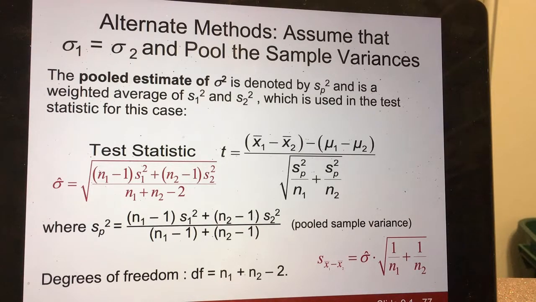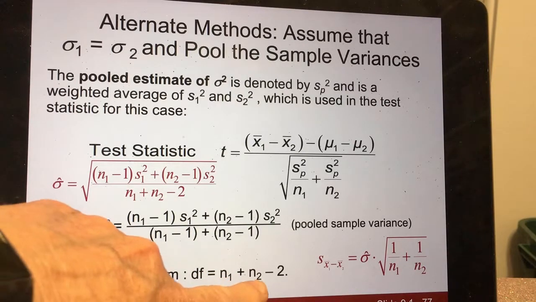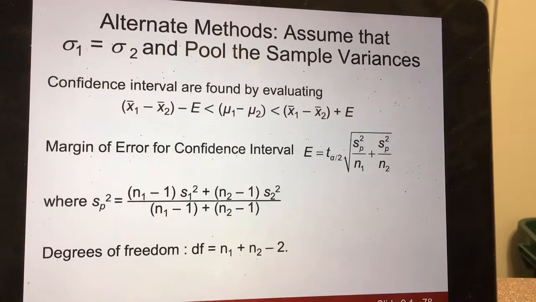The cool thing is, guess what? We don't have to do this math. The degrees of freedom is, note here, n1 plus n2 minus 2. If we had to do it by hand, we would have to do that by hand as well. If we are looking for the critical value to go with this, we would need to use this degree of freedom in our chart. Other than that, you don't have to do the math.